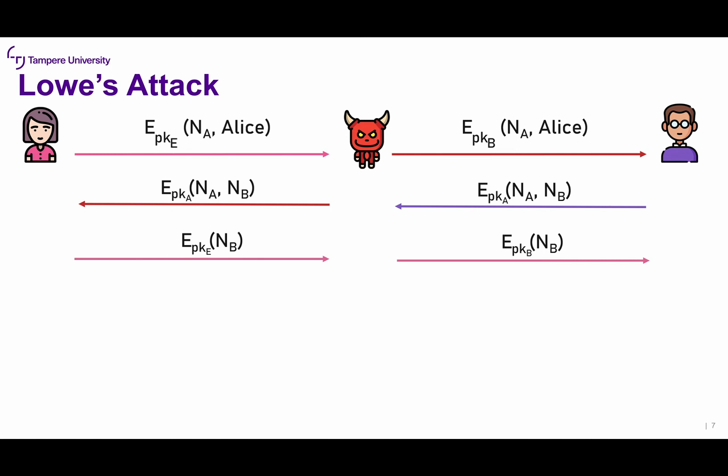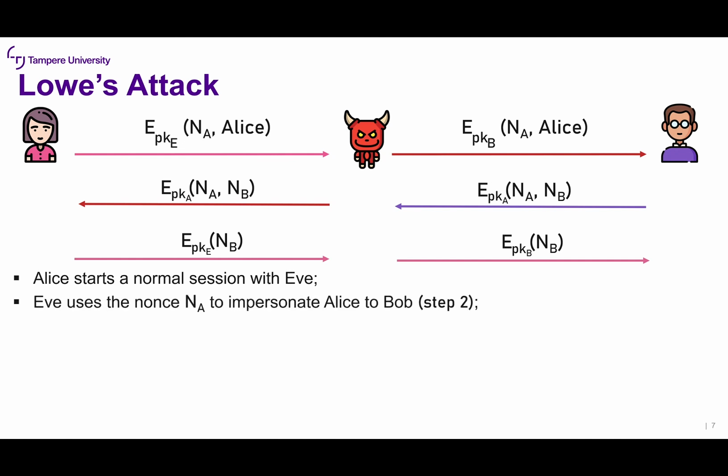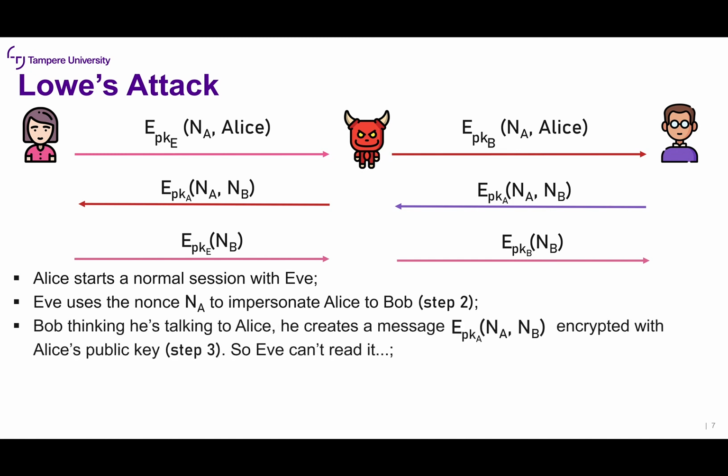Now, let's see exactly what happens. So Alice starts a normal session with Eve. Eve uses the nonce NA to impersonate Alice to Bob on step number 2. Then Bob, who is thinking that he's talking to Alice, creates a message that contains two nonces, NA and NB, and is encrypted with Alice's public key on step 3. So Eve can't read it at all, right?